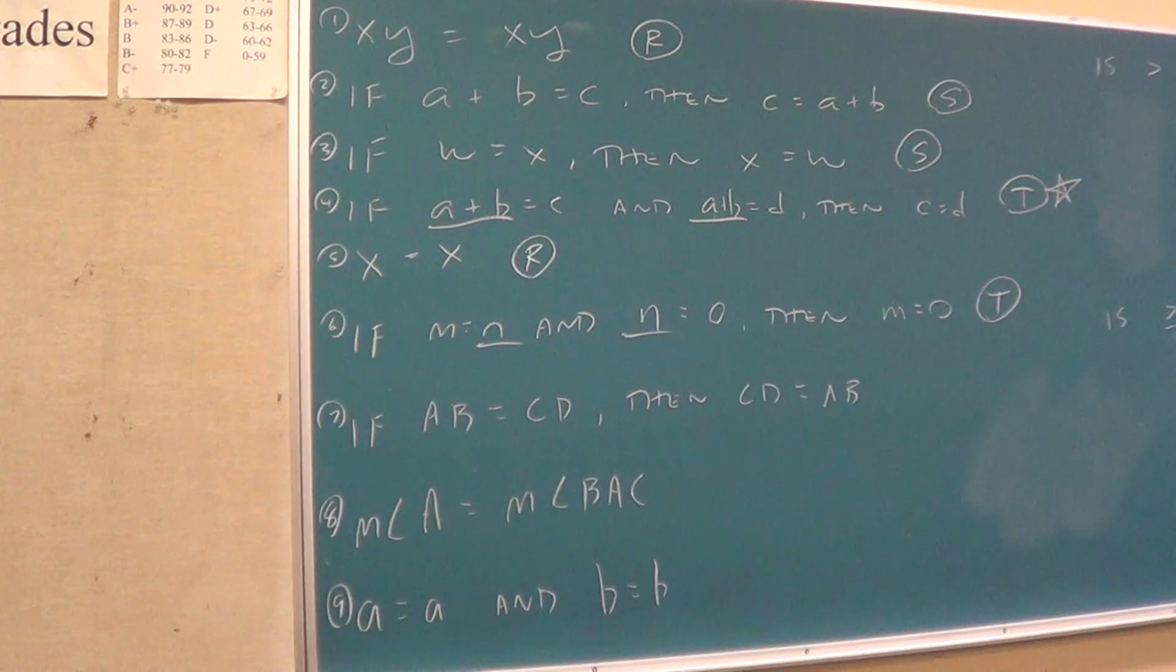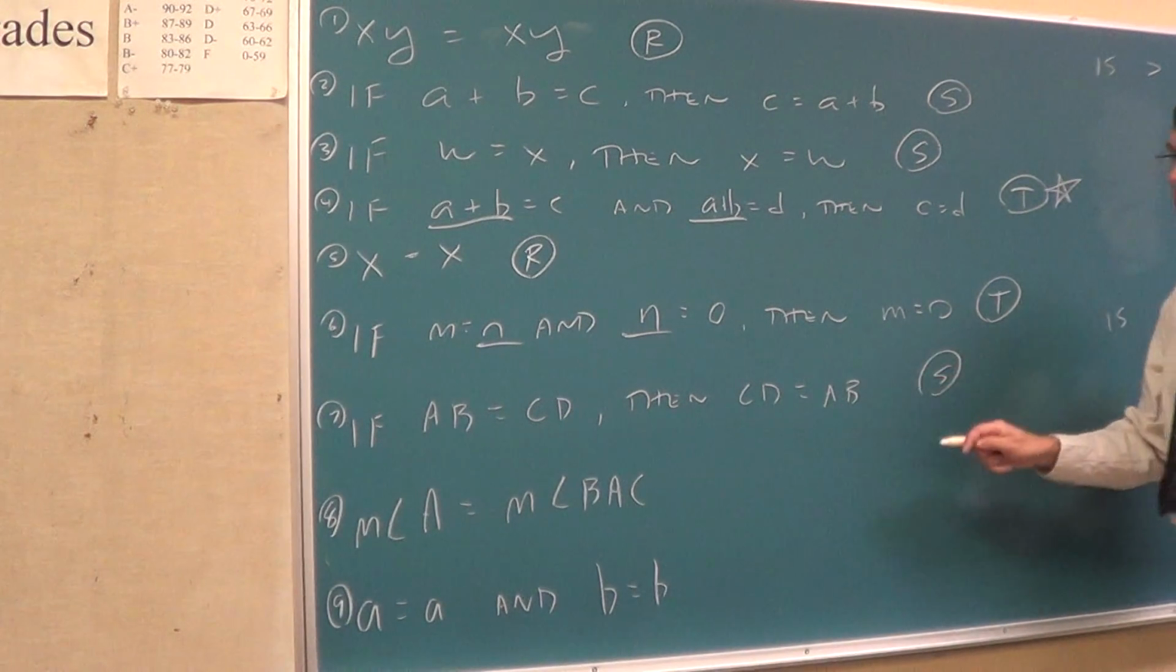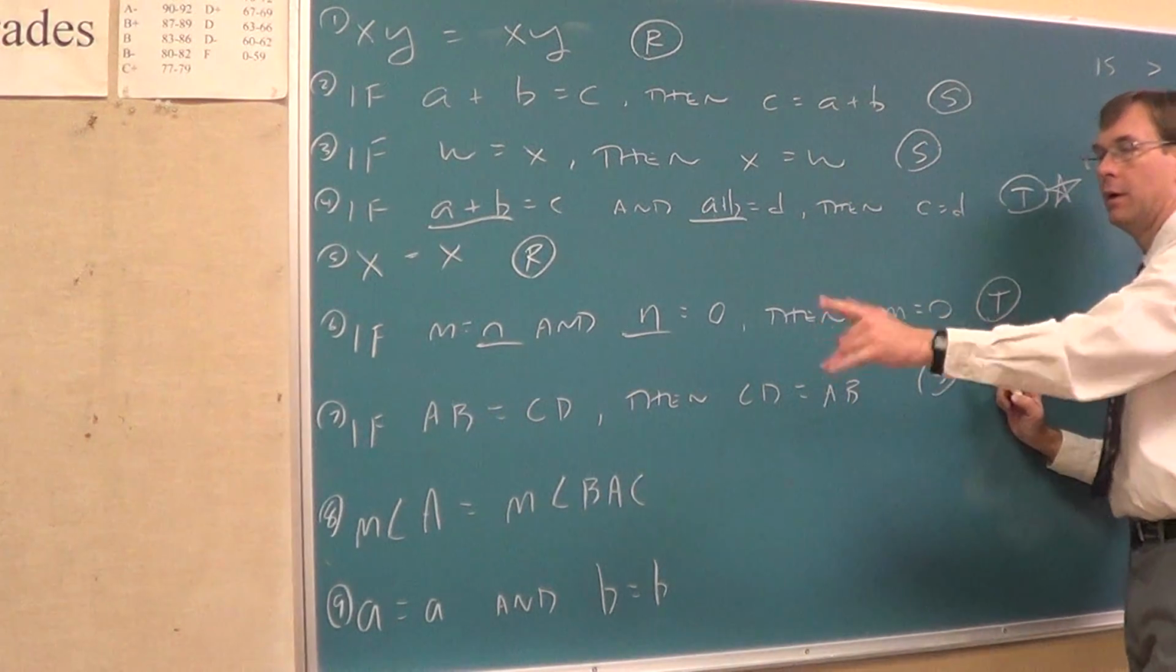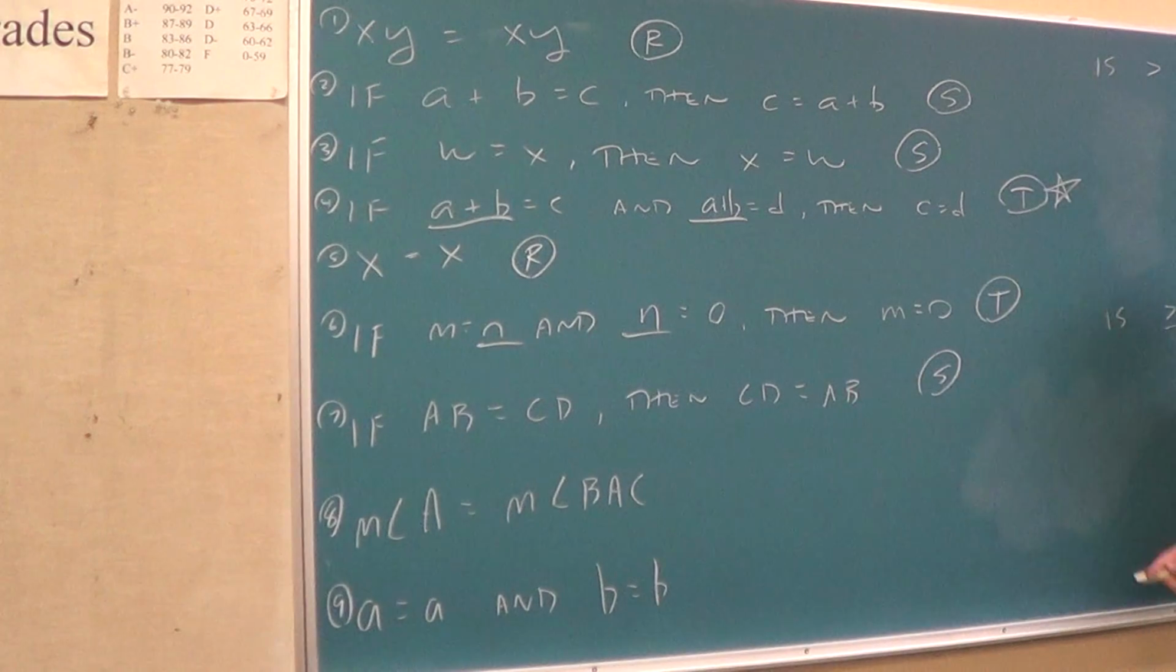Somebody else play with me? 7 is symmetric. Symmetric always has to go if this, then this, and create a mirror, and swap the order that the things were in.